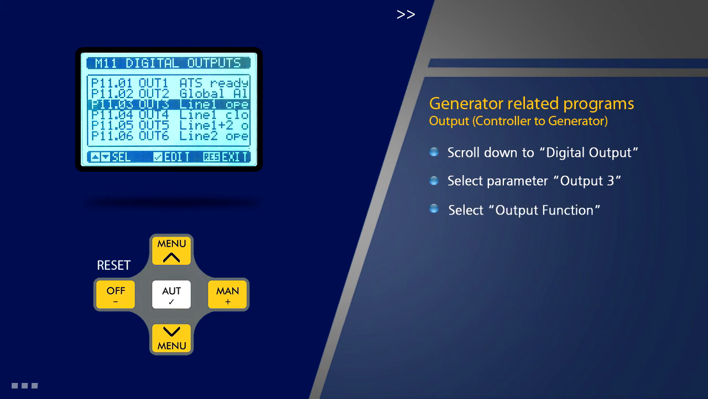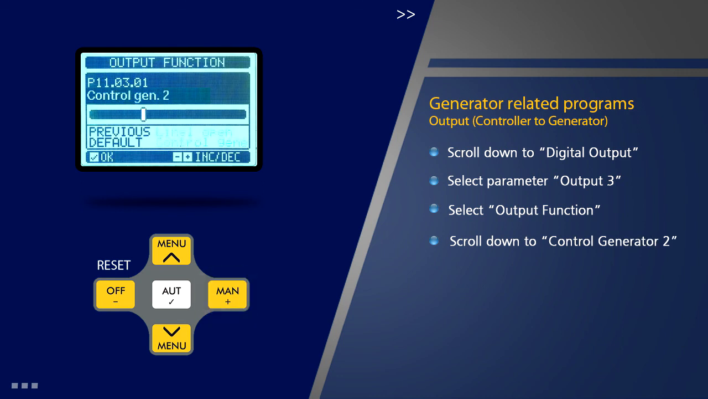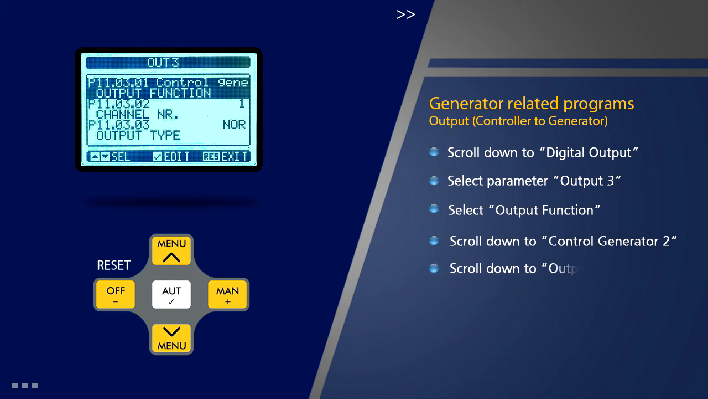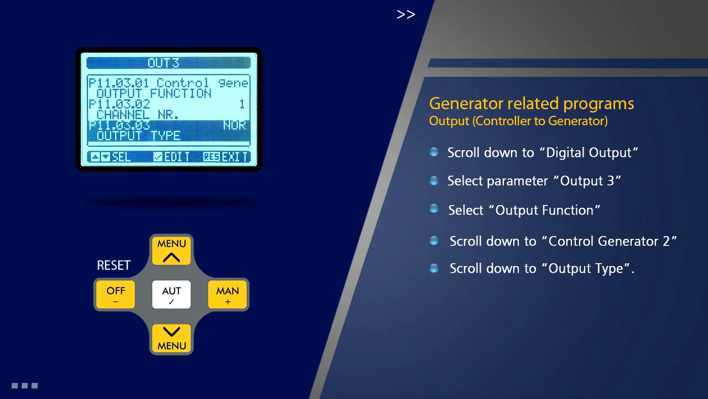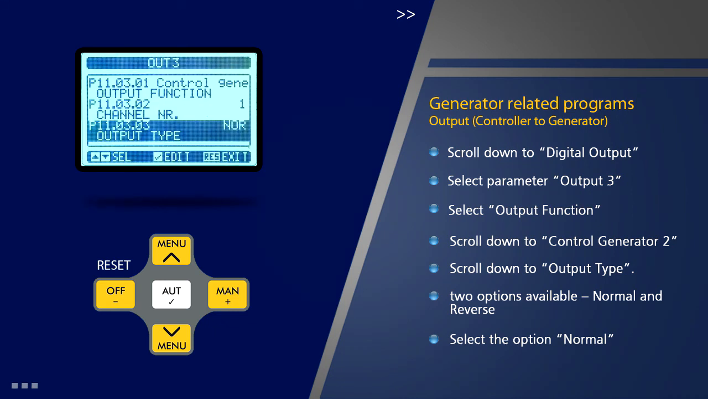Select the option Output Function, which is the first option on this page, and press OK. Now scroll down to select the option Control Generator 2 and press OK. Come back to Output 3 page and scroll down to parameter 2, which is Output Type. There are two options available on Output page, Normal and Reverse. Select the option as per site requirement. For example, Normal, and come back to the previous menu.